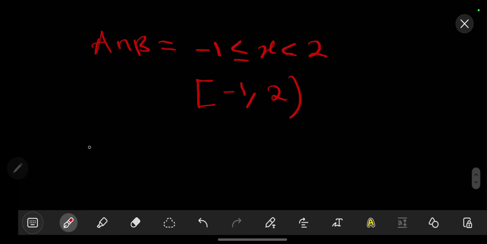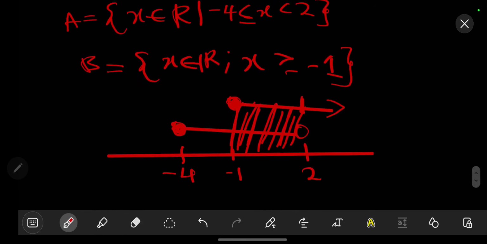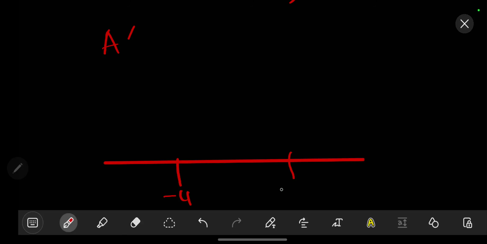Then for our second one, A complement. A complement means exclude A. So if we have our A, negative 4 and 2 like that, then our A complement will be, if this is our A, including from here going forward like that. So this will be a closed circle, since for A it is open.